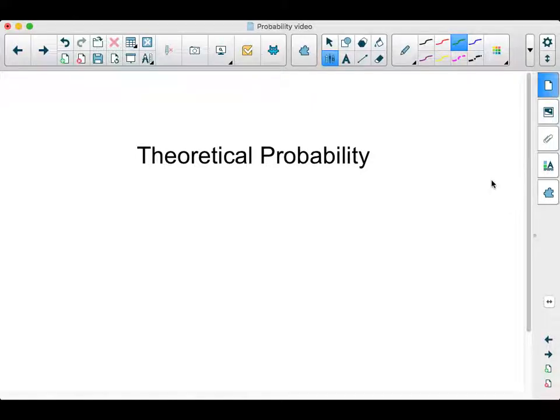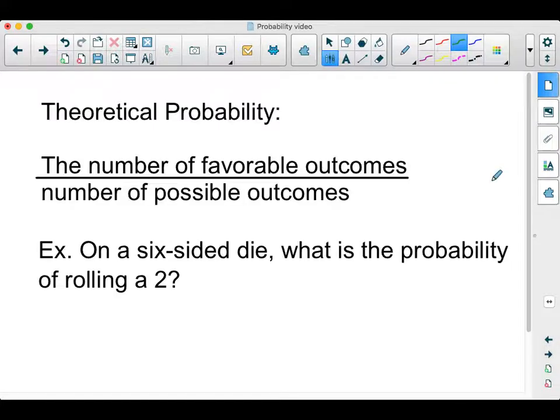In this video of Math with McComish, we're going to talk about theoretical probability. Theoretical probability is what should happen when an experiment is carried out. So it's not always what does actually happen.